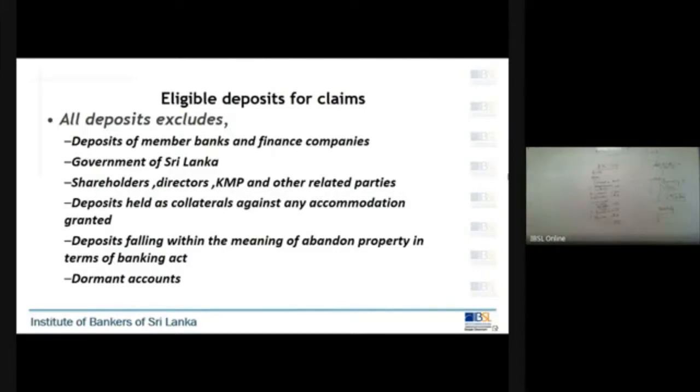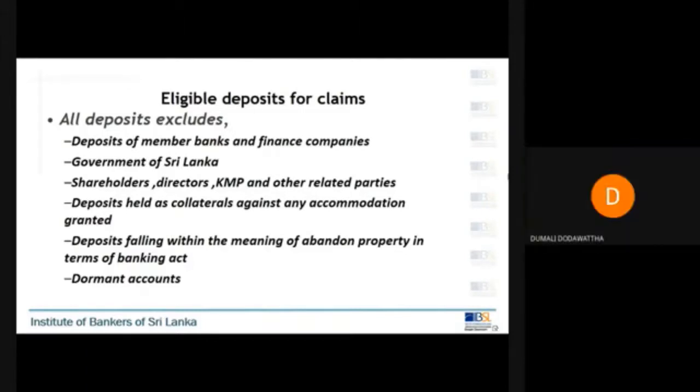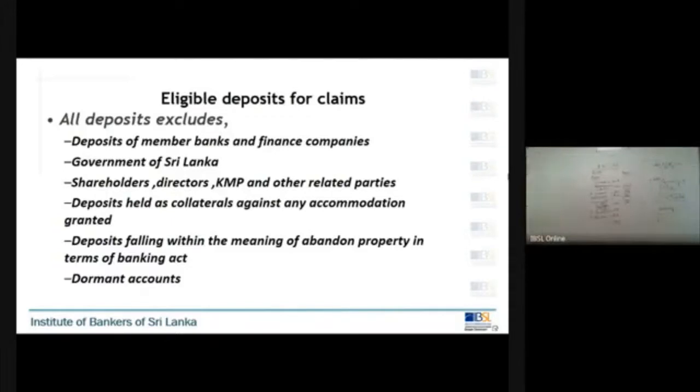190 billion. Right, this is your total deposits. So now, when you are going to pay the premium, what is the amount you are going to take? Whether you are going to take 180, 170, 100, or 90? 100 billion. Why? Is there something more?